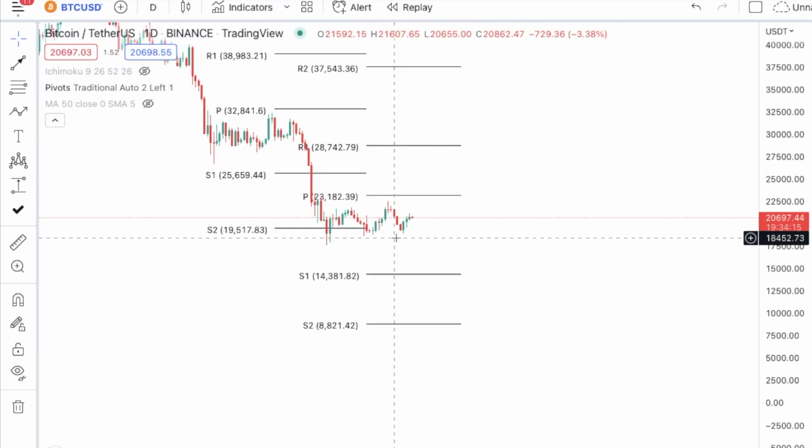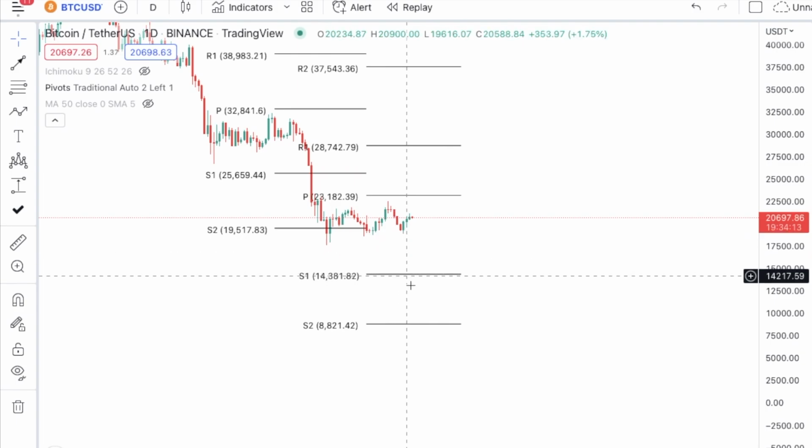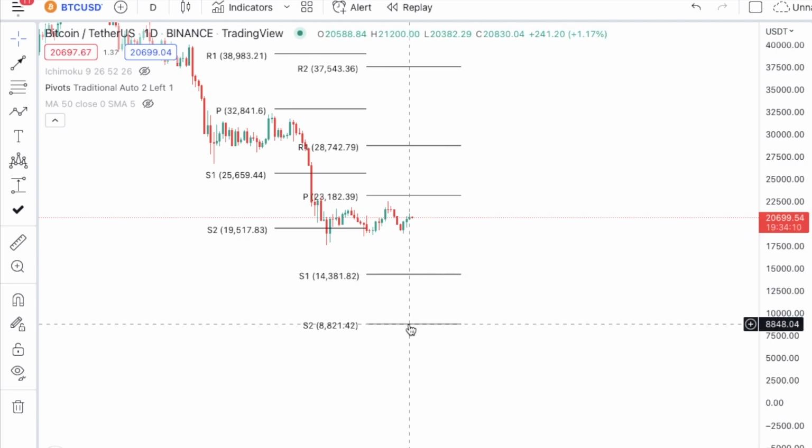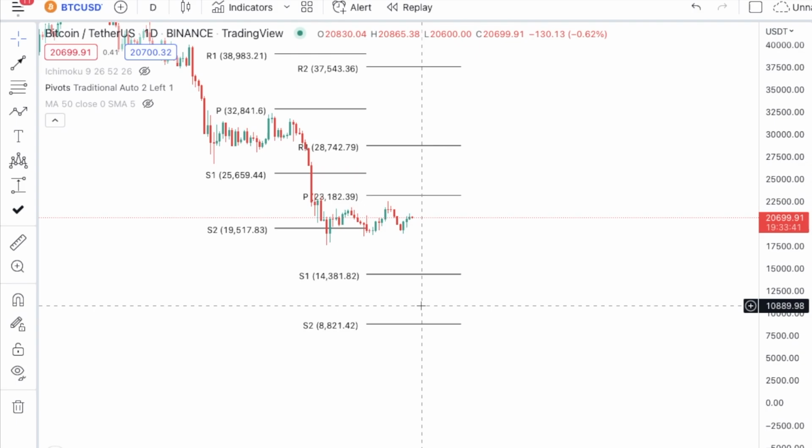If price does break the bottoms right here, we are going to see S1 and S2 being hit. So maybe we could see an $8,000 Bitcoin. That does not matter because the future price of Bitcoin is still bullish in my mind. Remember, this is not financial advice. This is just my advice, what I do for myself, and of course how many students I've been helping out throughout this beautiful journey of trading.